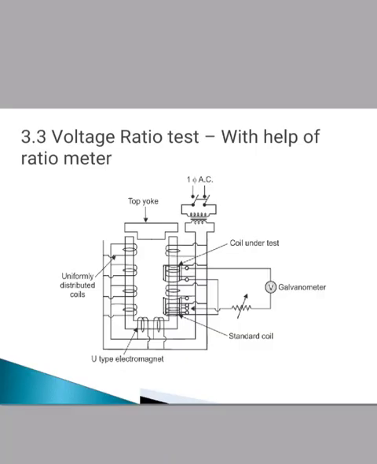The next method is the turns testing method. In this method, the total number of HV turns and the total number of LV turns are measured with the help of a circuit. Then we find the voltage, because voltage is directly proportional to the number of turns. According to that, V2 divided by V1 is equal to N2 divided by N1.